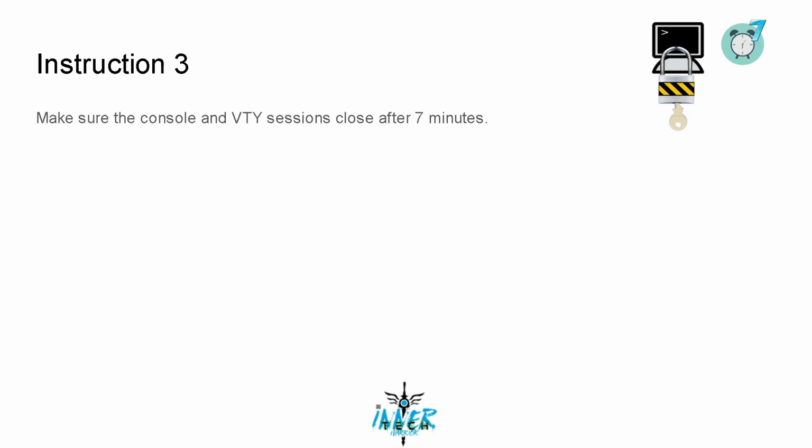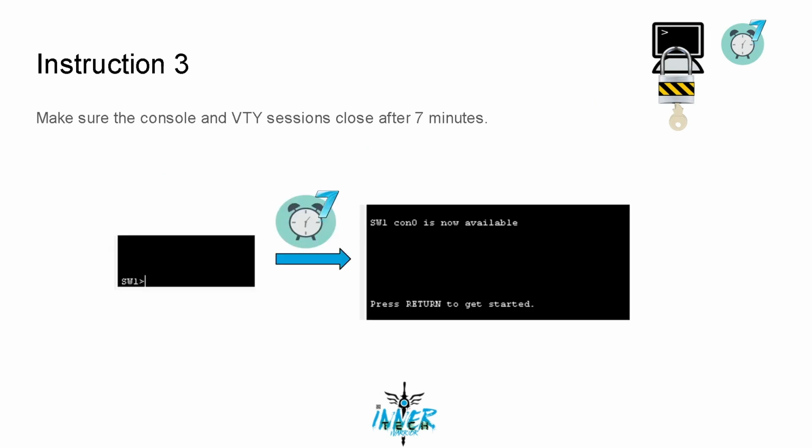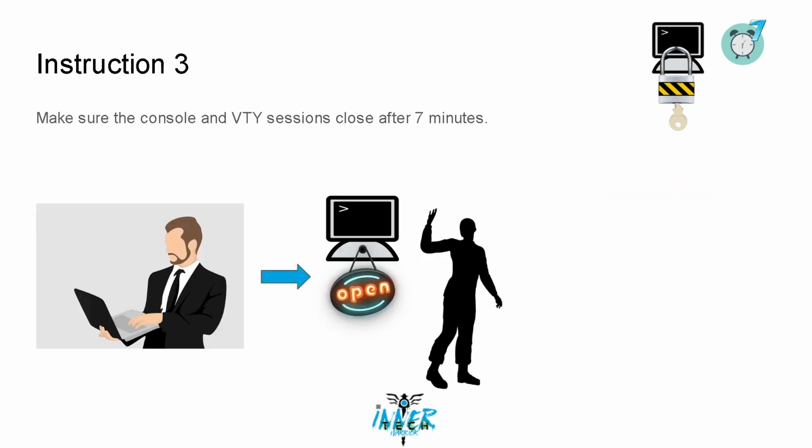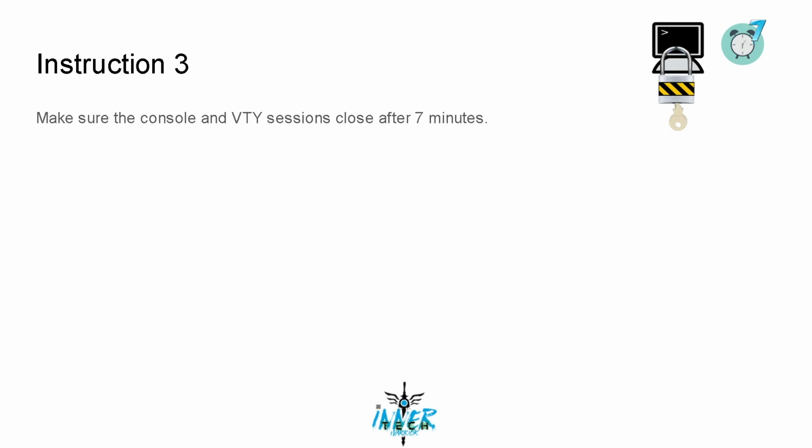Next, we have the policy of making sure the console and VTY sessions close after 7 minutes. But what does this mean? It means we want to make sure a user gets timed out of the default user exec mode if they don't input anything after 7 minutes. Why? It prevents someone from leaving a console or virtual line open when they walk away from the session. Preventing the open session stops a hacker from waiting for the user to leave and then using the open session to change configurations.